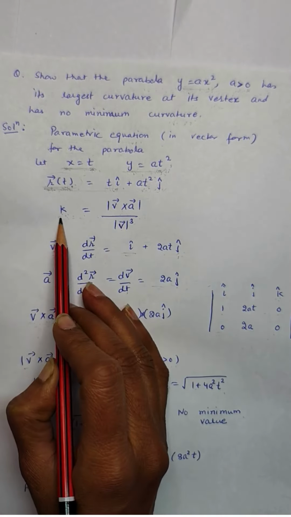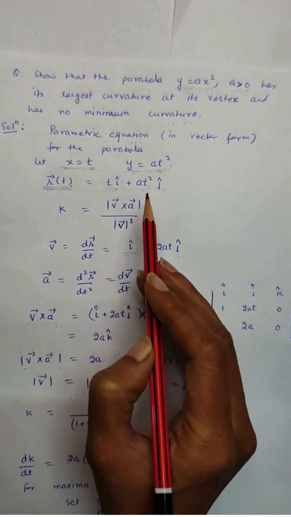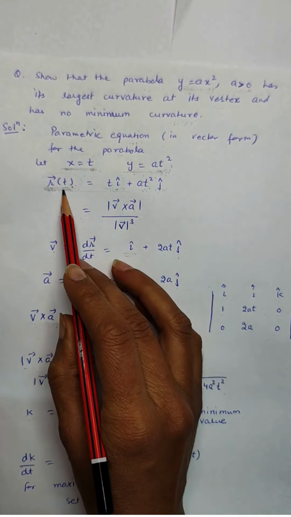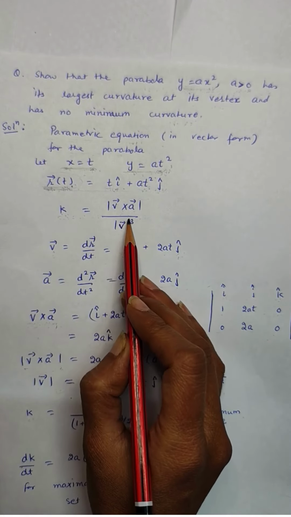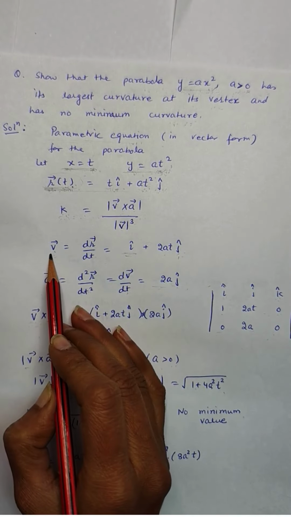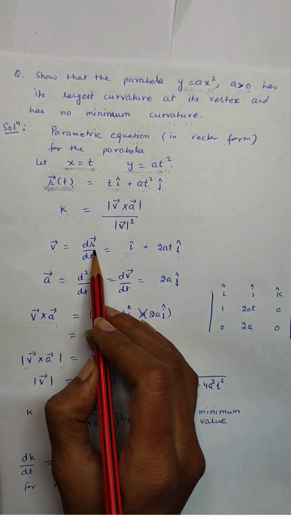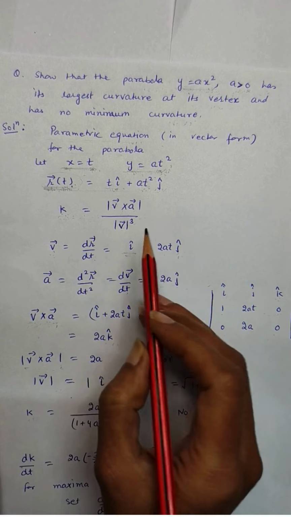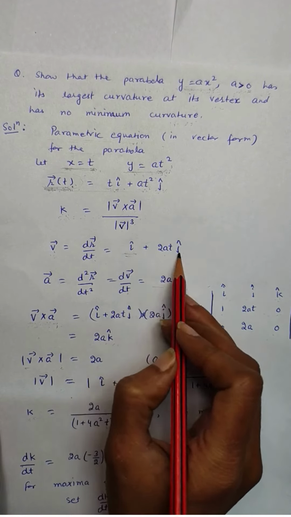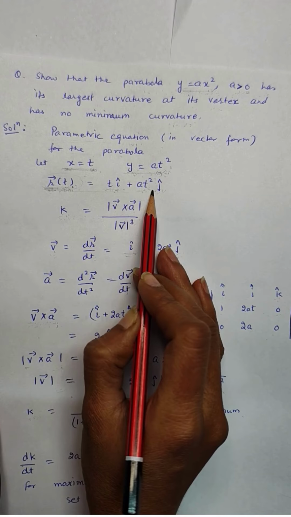If you want to find the curvature of this parabola, then the formula is k is equal to the magnitude of the cross product of velocity and acceleration of this particle divided by the cube of the magnitude of the velocity. So what is the velocity of this particle moving along the parabola? It's the derivative of the position vector with respect to time. And that turns out to be i plus 2atj. How did we find that? Simply take the derivative of each component with respect to t.